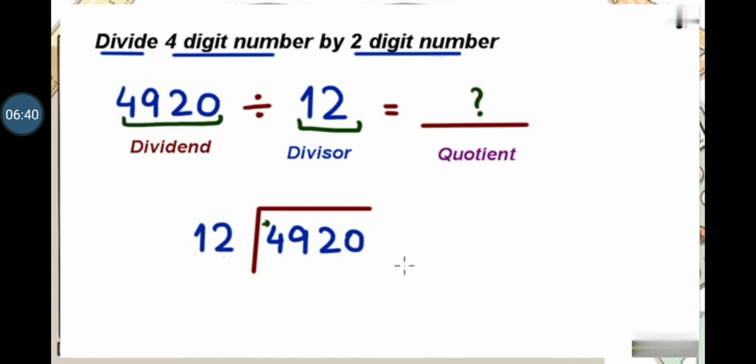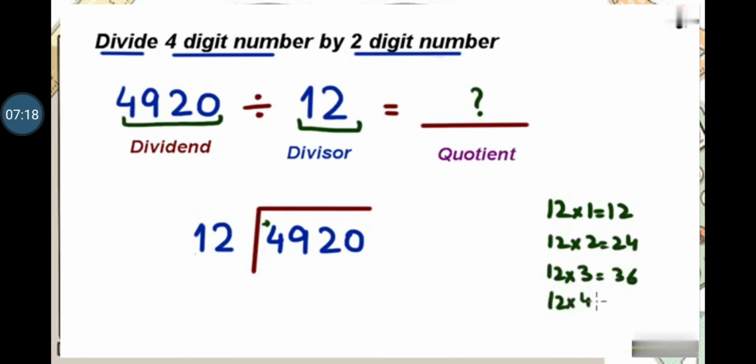Now take the next digit, with that it will be 49. Think how many times 12 goes into 49. In your working column, you can list down the table of 12, or if you don't know the table, you can multiply it by 1, by 2, by 3 and so on. 12 times 1 is 12, 12 times 2 is 24, 12 times 3 is 36, 12 times 4 is 48, 12 times 5 is 60. And 60 is bigger than 49 and we cannot write it under 49. So we have to use 48.